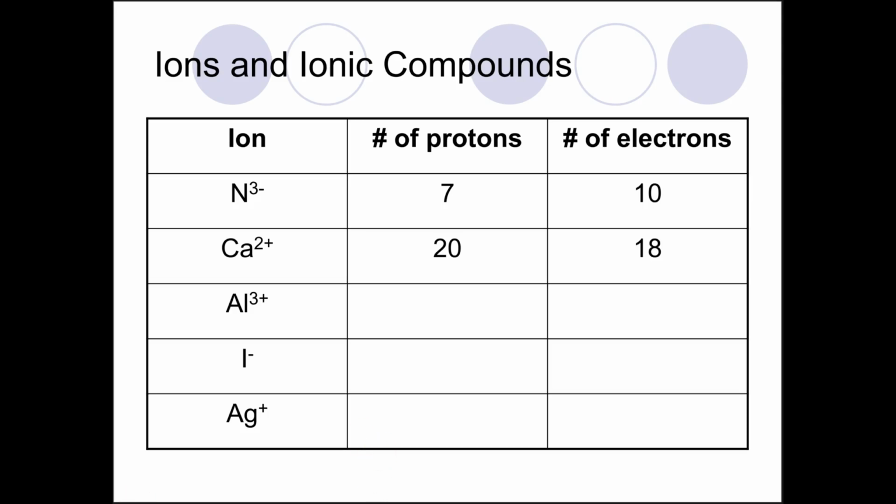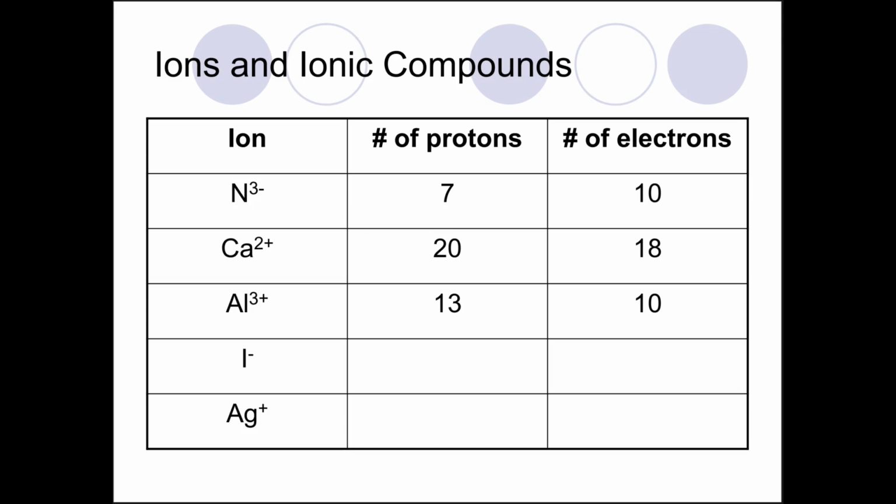So Al 3 plus, so aluminum with a 3 plus charge. So aluminum, we look at the periodic table, 13. 3 plus, so it has 3 more positives than it does negatives. So remember the electrons are the negatives, so we need to have 3 more protons than we do electrons, so 10 electrons. Iodine, negative. I know there's no number there, but we don't have to write 1.